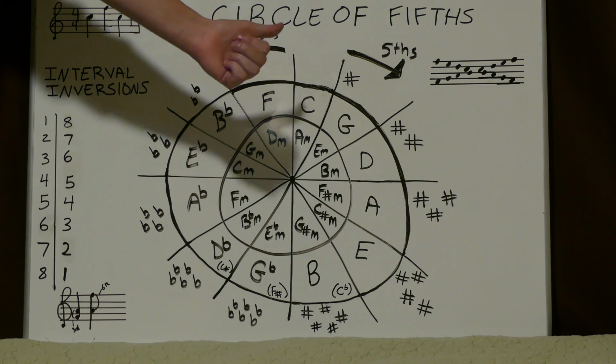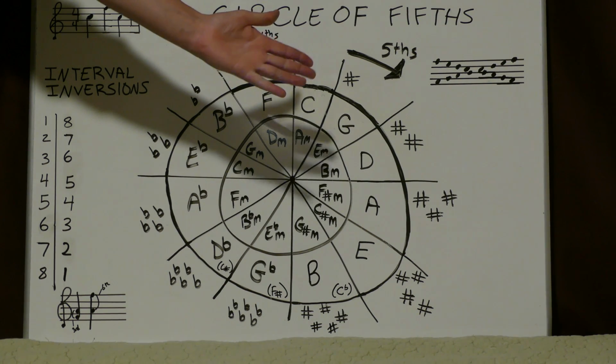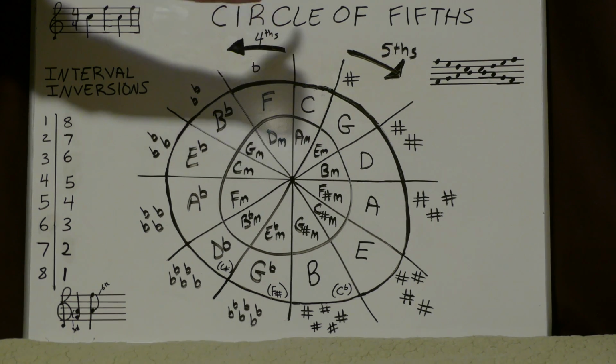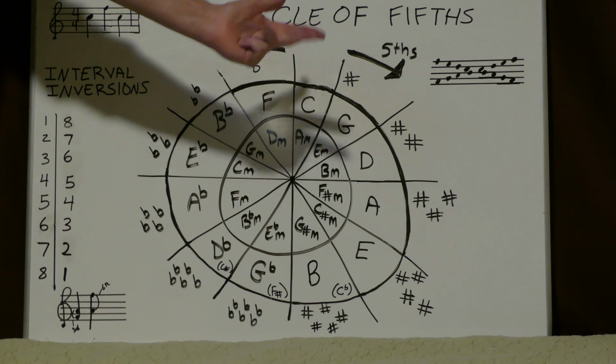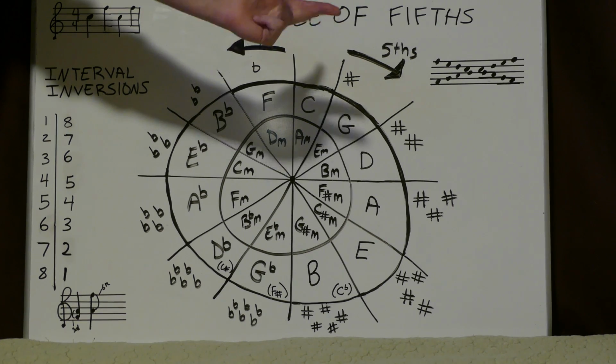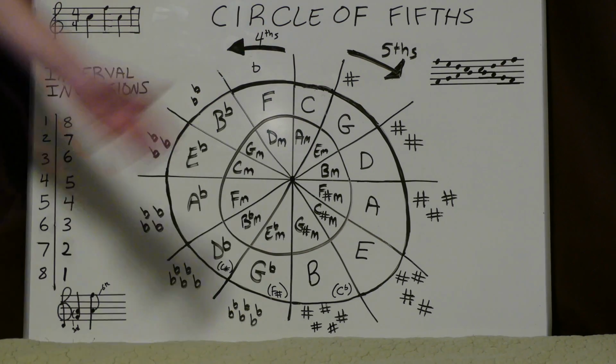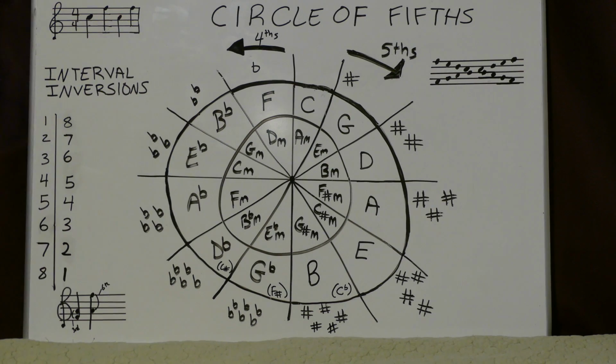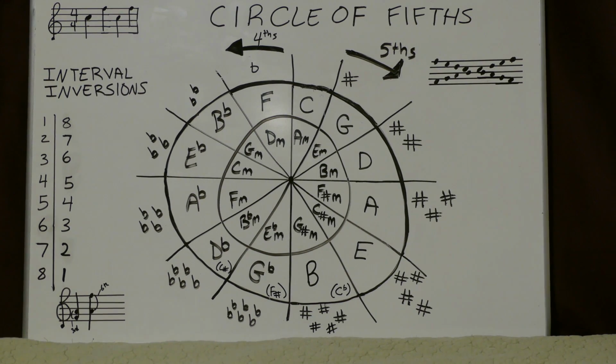Now G is our one. G, A, B, C, D. D is our fifth. Now D, E, F, G, A. A is our fifth. A, B, C, D, E. So we were adding a sharp each time, so E has four sharps.